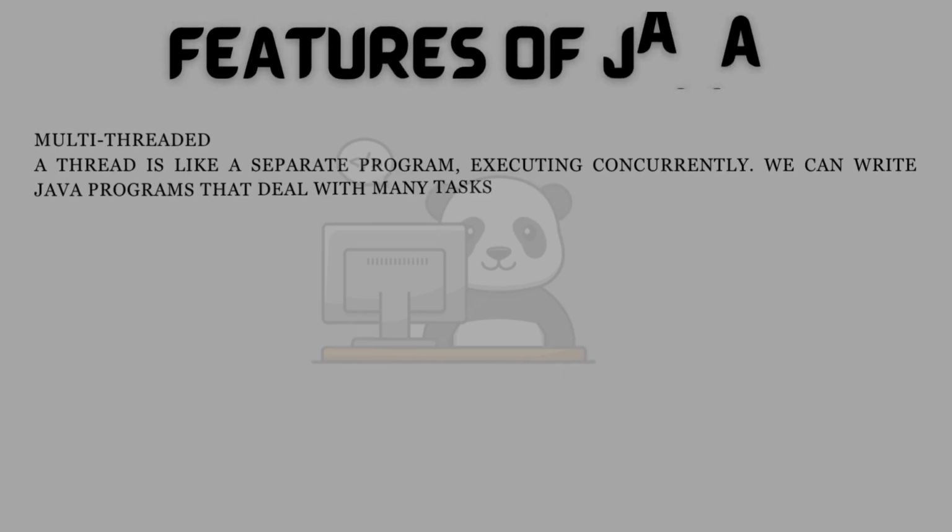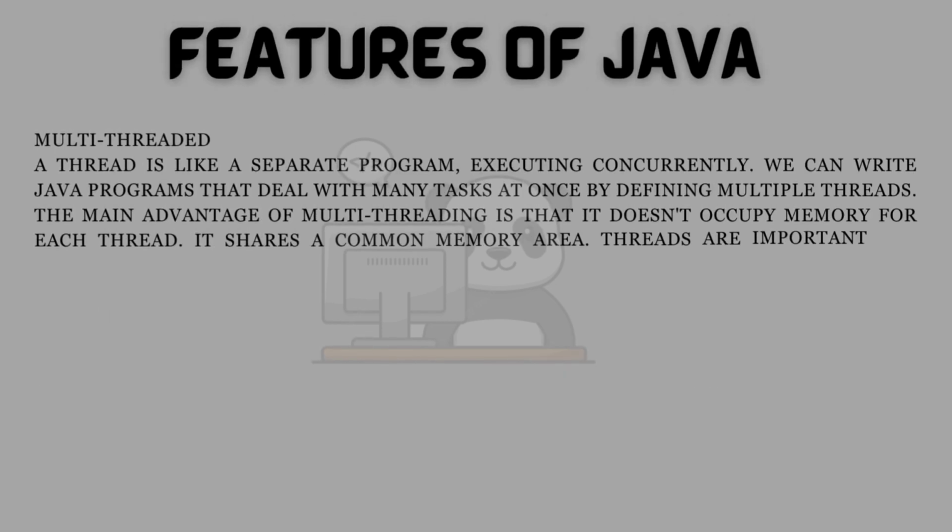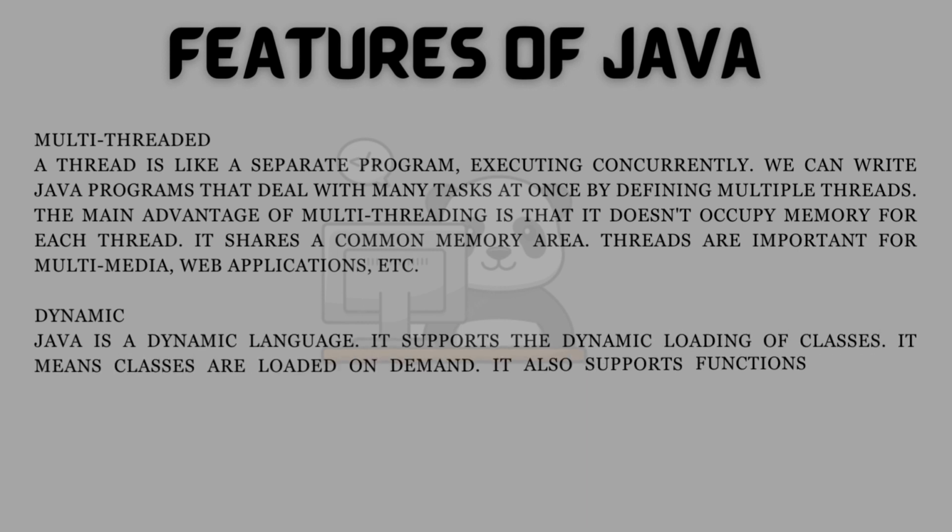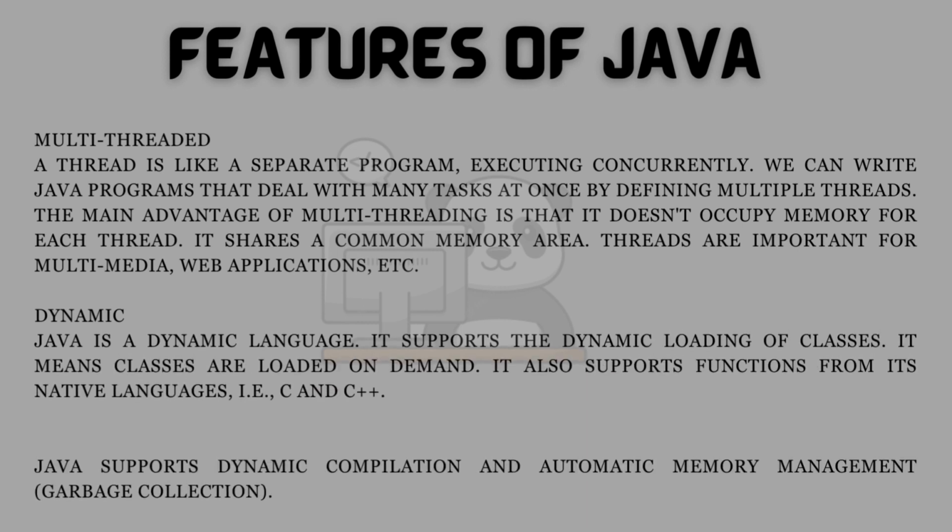Multi-threaded. A thread is like a separate program, executing concurrently. We can write Java programs that deal with many tasks at once by defining multiple threads. The main advantage of multi-threading is that it doesn't occupy memory for each thread. It shares a common memory area. Threads are important for multimedia, web applications, etc.